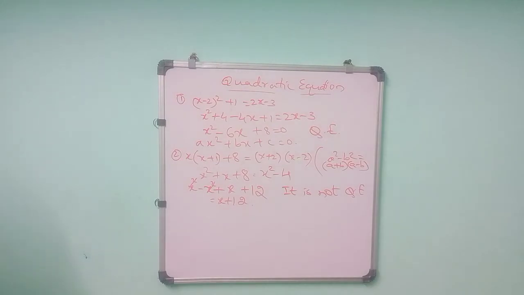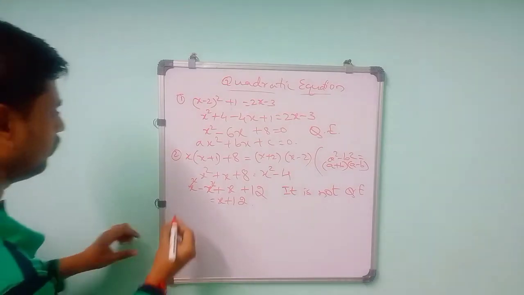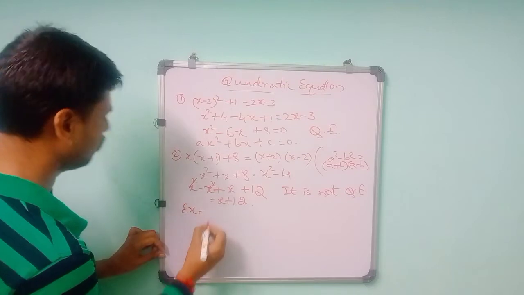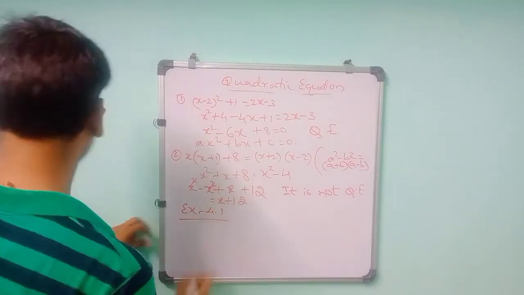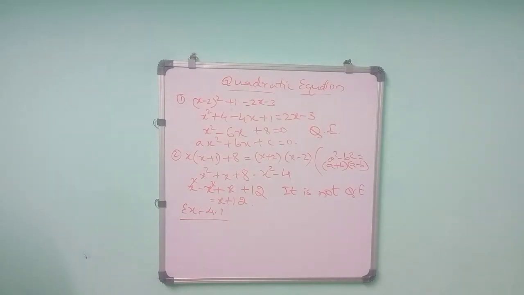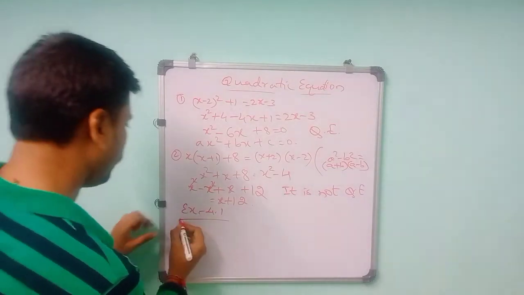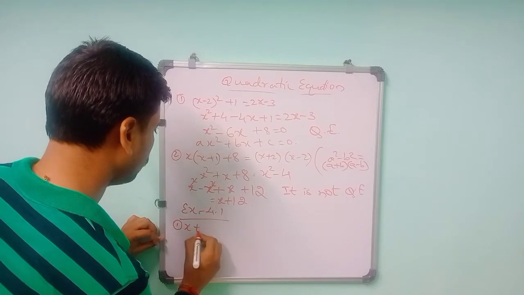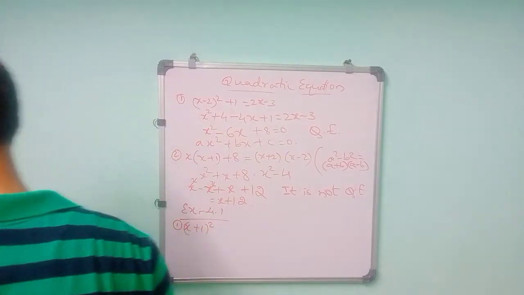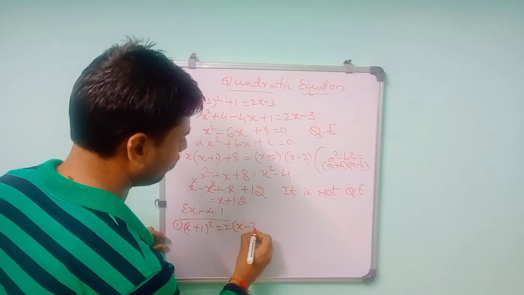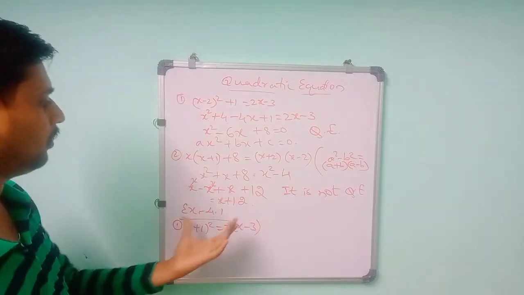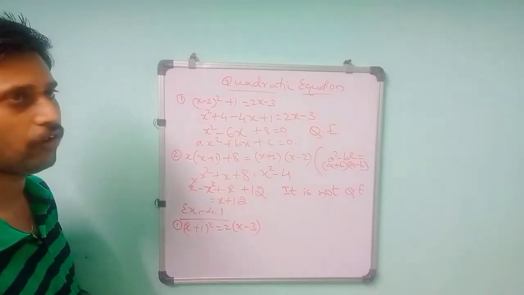Exercise 4.1. Check whether the following are quadratic equations. They have given the first problem: x plus 1 whole square is equal to 2 into x minus 3. They are asking you to check whether the equation is quadratic or not.